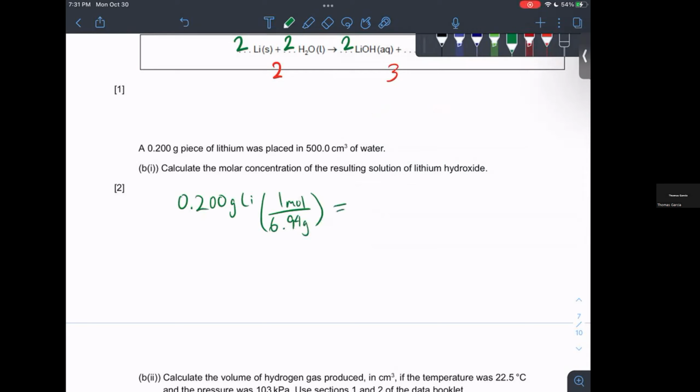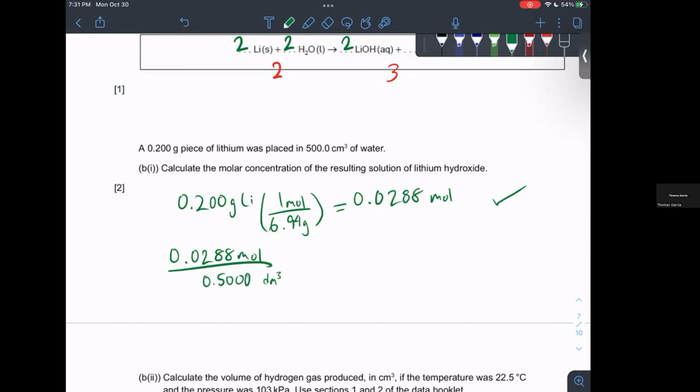That turns out to 0.0288 moles. That is how many moles of lithium hydroxide we're going to have. So this was 1 mark. The second mark is then we said 0.0288 moles divided by, and they gave us centimeters cubed. We need decimeters cubed. So you can just take 500 divided by 1,000, and that will give us decimeters cubed. Or another way of saying this whole thing is just instead of doing 500 divided by 1,000, doing 0.500.